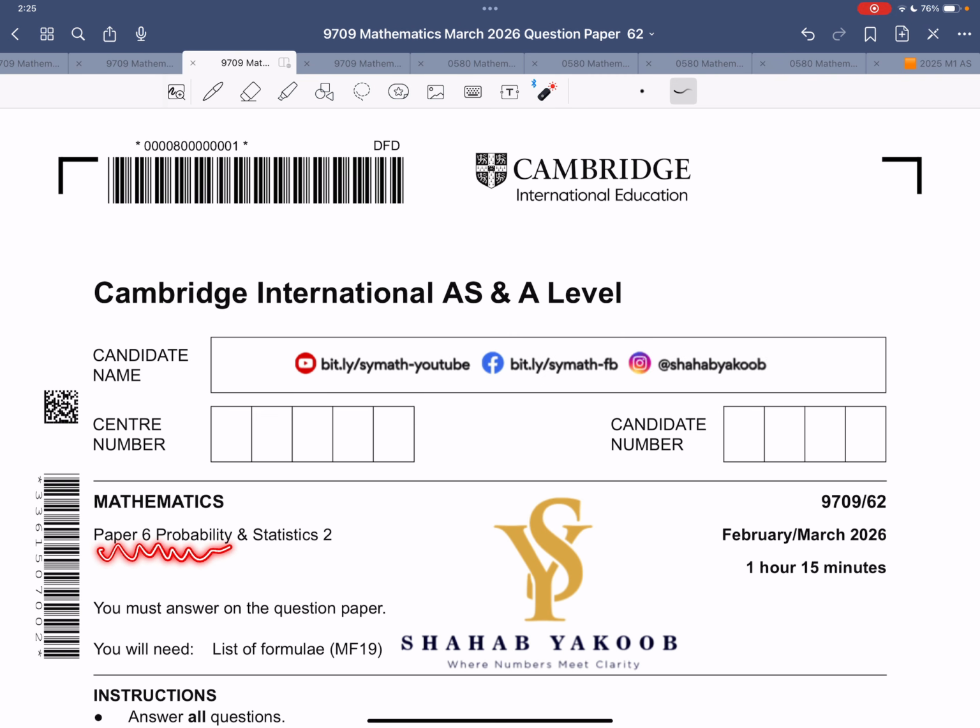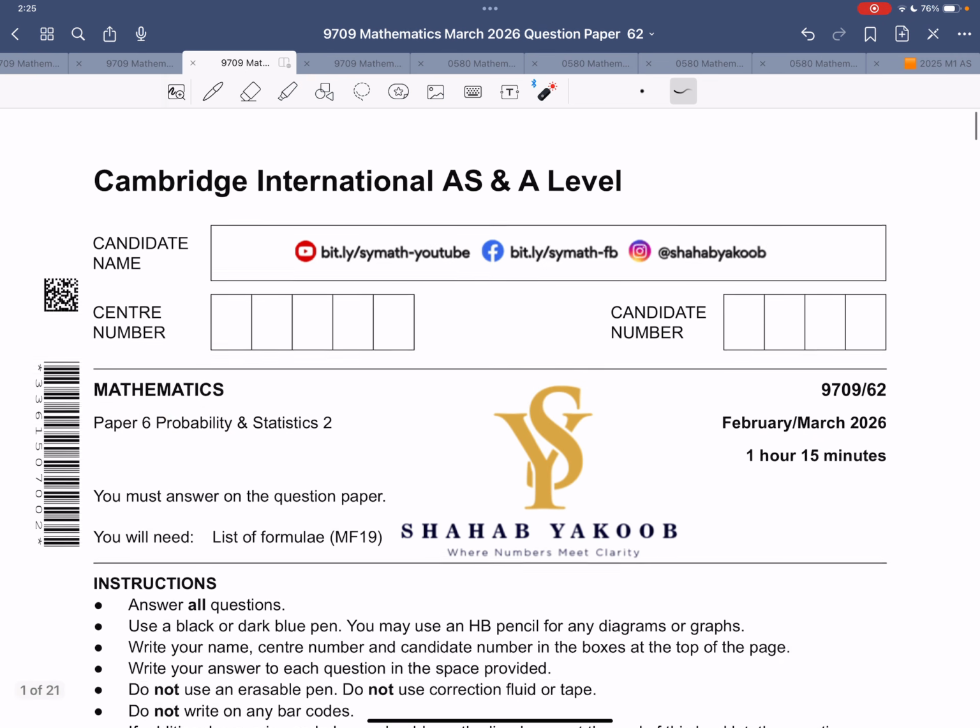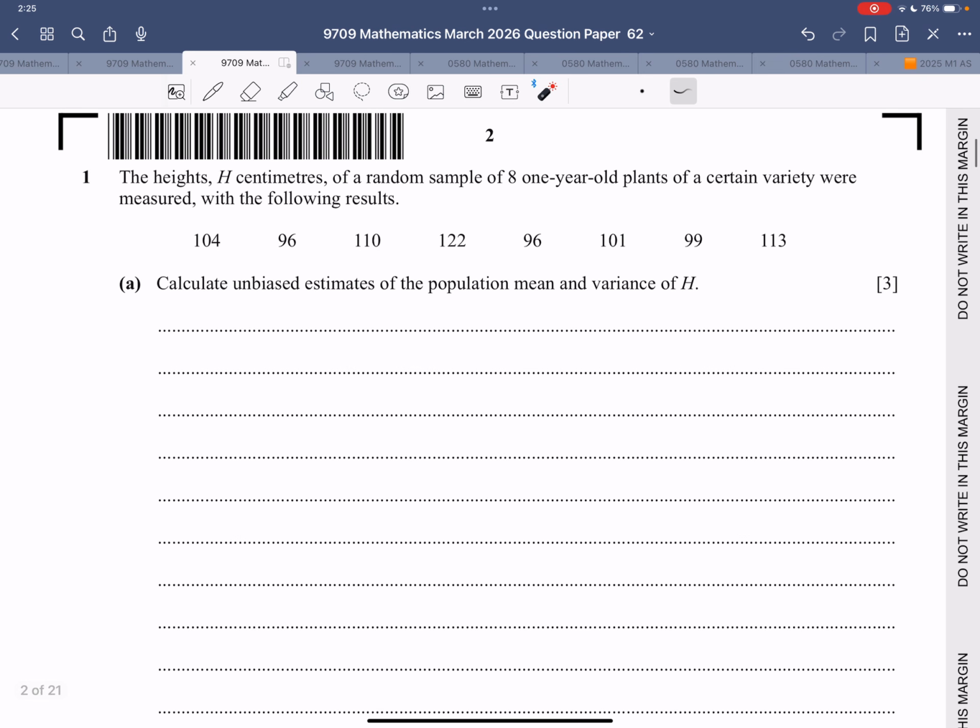So now we are on this paper, which is S2 paper 6 of Feb/March 2026. Let's get started. So let's read the first question. It says, let me highlight it.